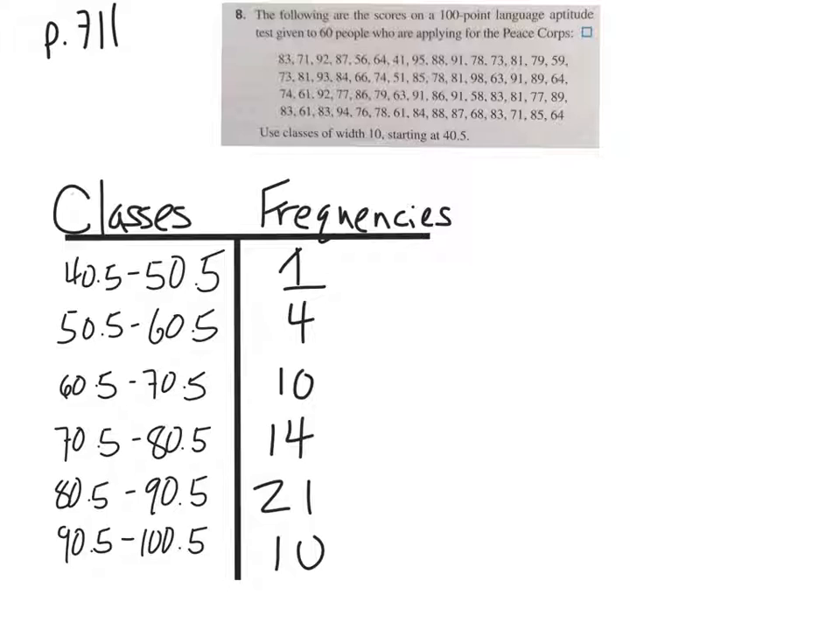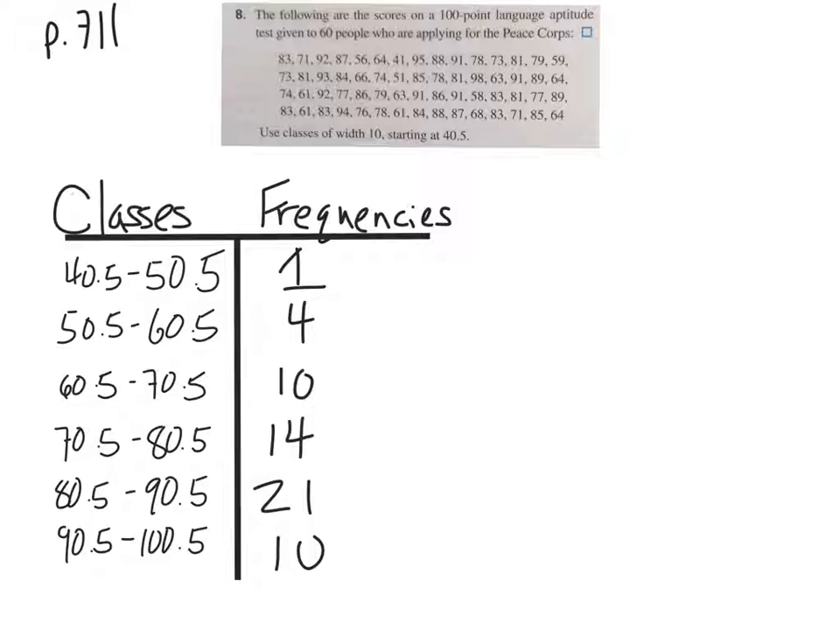Now, when you have a big data set like this, especially on a test or something, I recommend you go through and you actually check the numbers off as you use them. That way you don't count twice or count too few. You can also do that trick where if you add these frequencies here, they should all add up to 60, because there are 60 people applying for the Peace Corps. So I double checked, they all add up to 60.